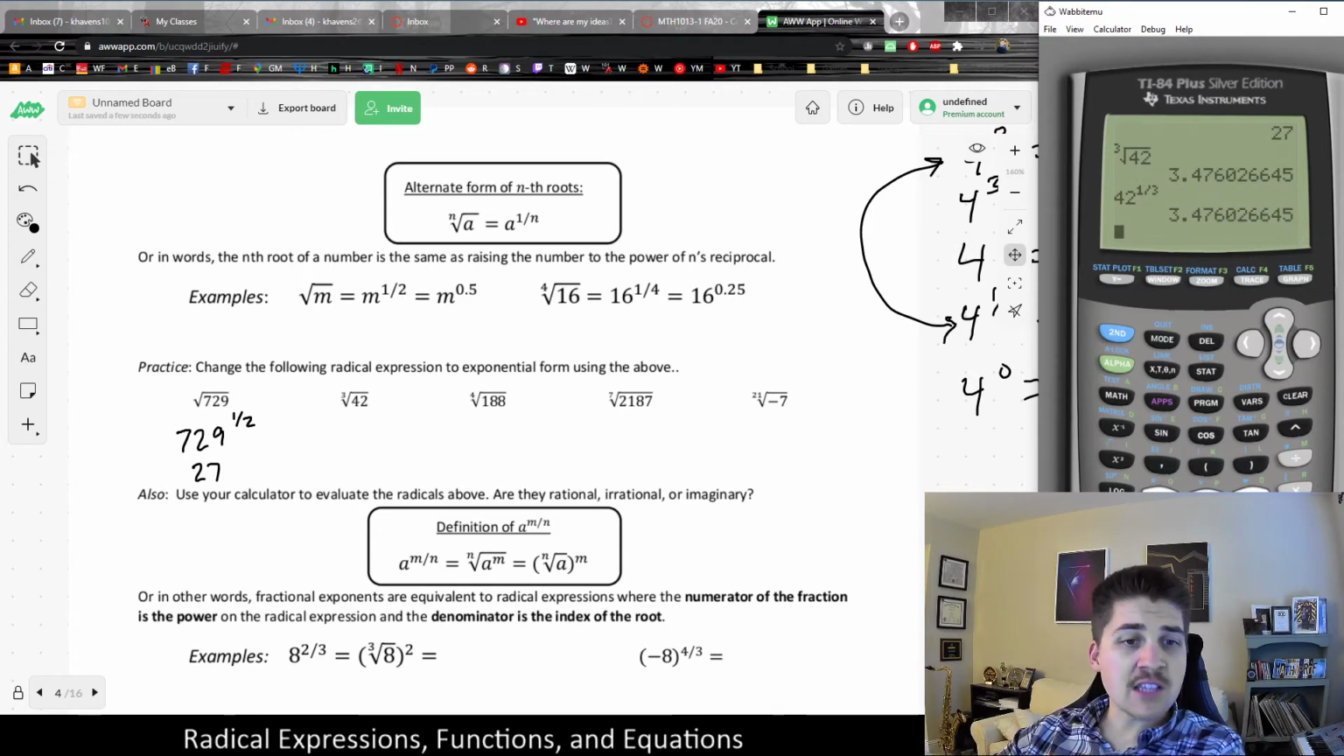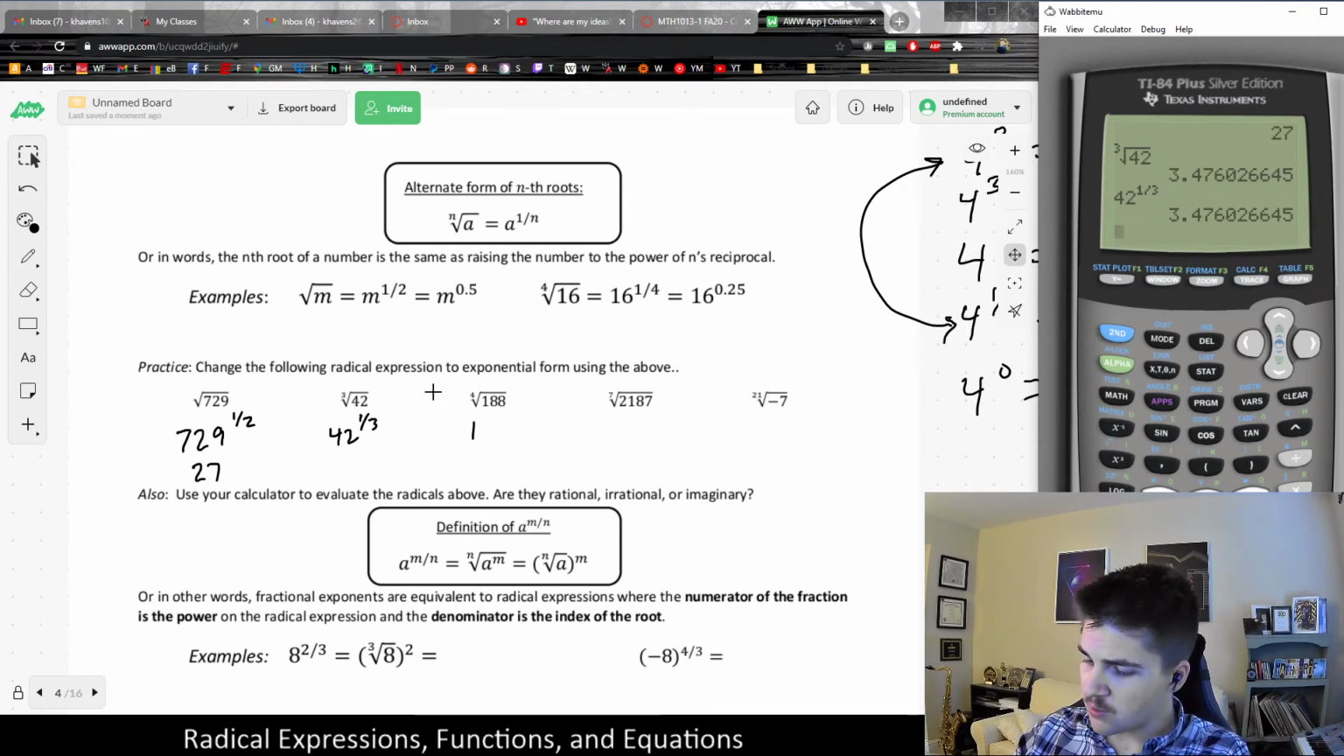So 1 is always in the numerator, and the denominator is always n. That's one of the ways you could remember. The index goes on the bottom. And so we could approximate this. But the goal of this was not to actually get the answer, but to just rewrite it.